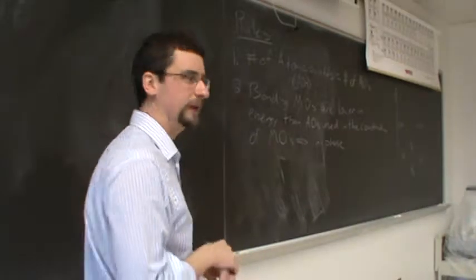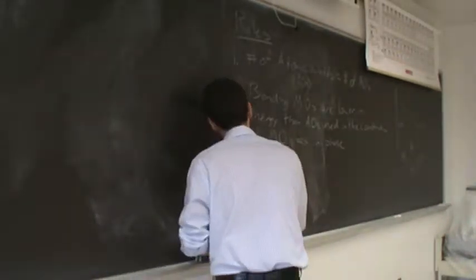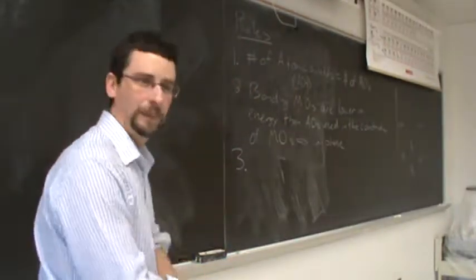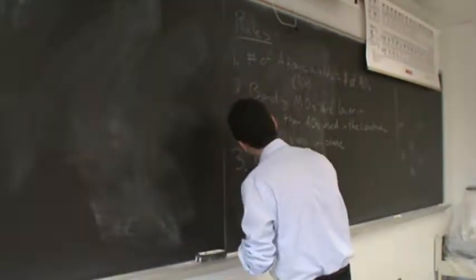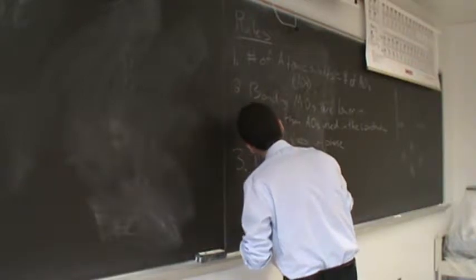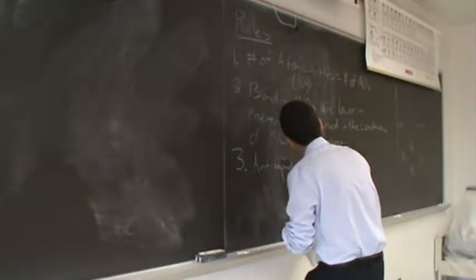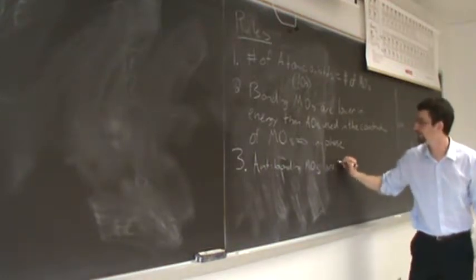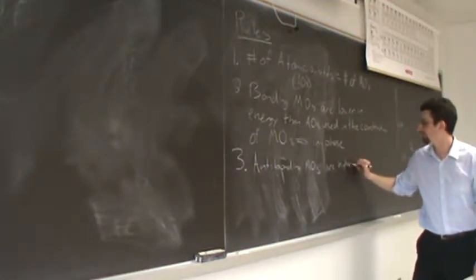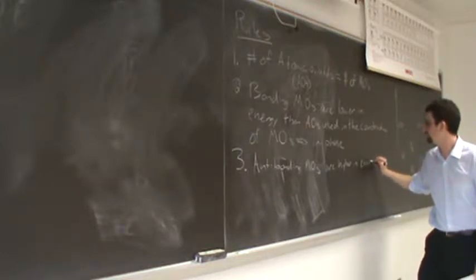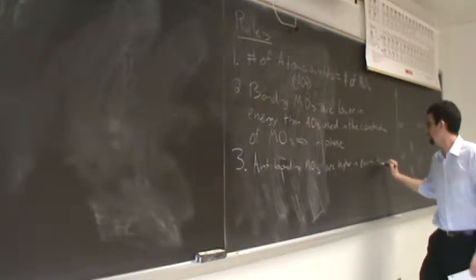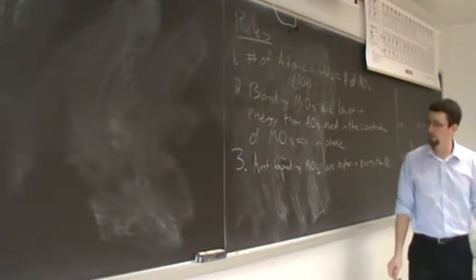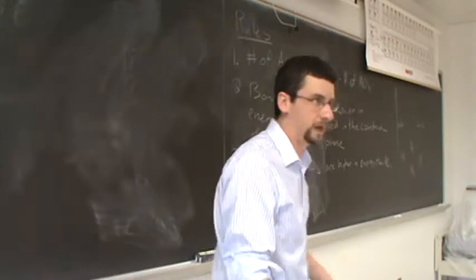Okay, what do you think the next rule is going to be about? Anti-bonding orbitals. Yep, exactly. So anti-bonding, destruction. Just the opposite. So anti-bonding MOs are higher in energy than atomic orbitals used in the construction. Those are out of phase with one another.